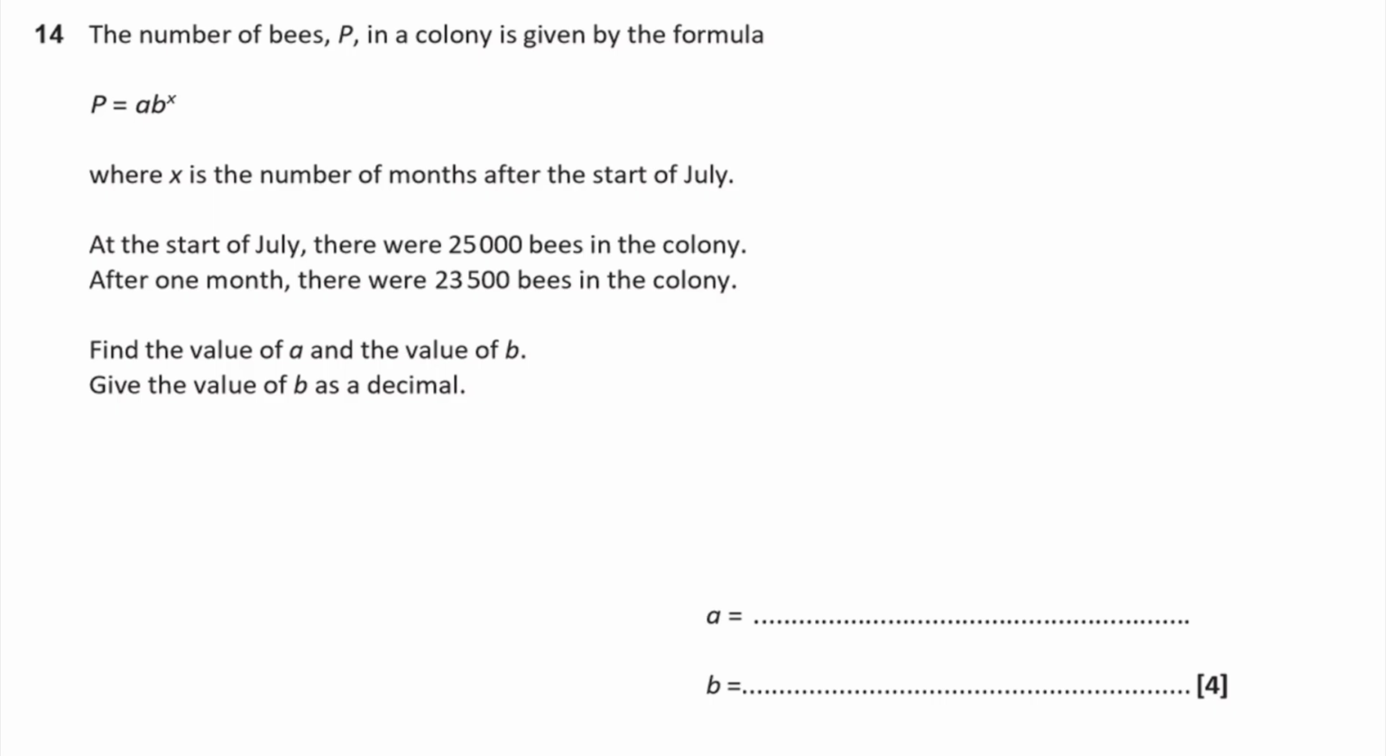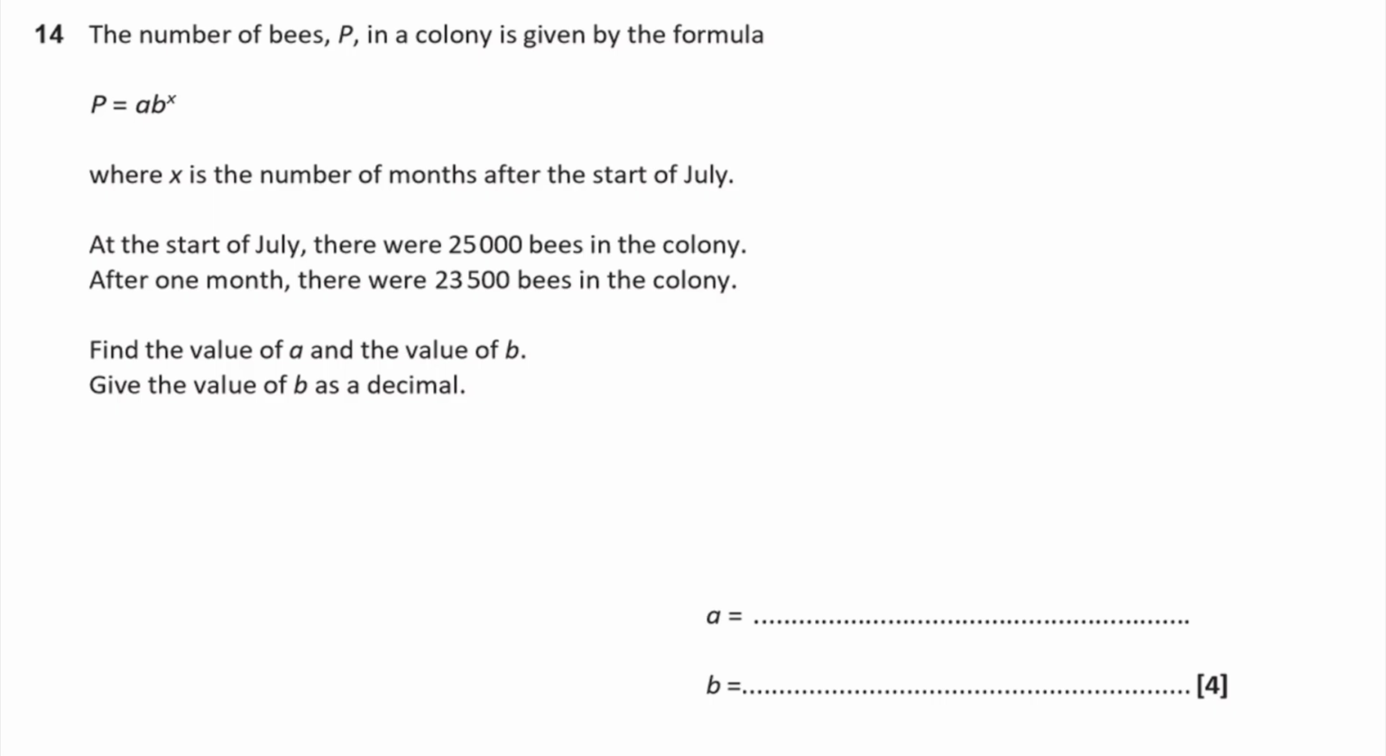Okay. Question B. The number of bees P in a colony is given by the formula P equals A times B to the power of X, where X is the number of months after the start of July. At the start of July, there were 25,000 bees in the colony. After 1 month, there were 23,500 bees in the colony. Oh no, that means it's decreasing, isn't it? So that means B is going to be fractional perhaps, so it's getting smaller each time. So find the value of A and the value of B and give the value of B as a decimal.